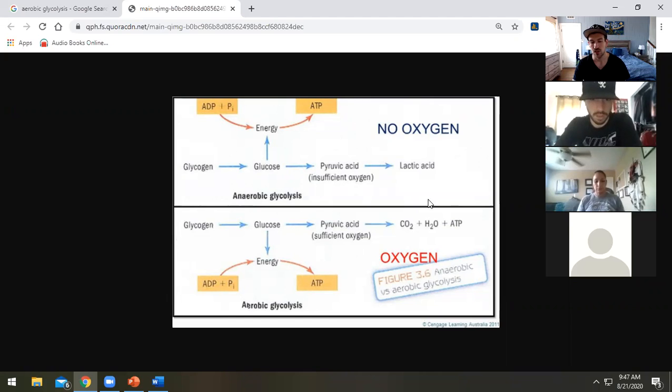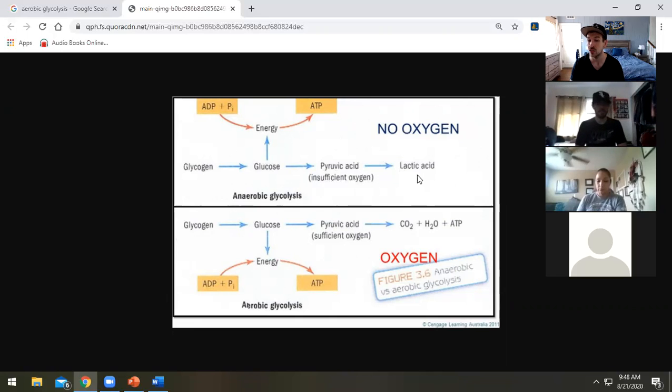Yeah, there we go. So here's where we're seeing a slight difference between anaerobic glycolysis, which is the glycolysis we've been talking about, and aerobic glycolysis here. So you've got glycogen, which breaks down into glucose. In anaerobic glycolysis, ATP instantly, done and done, right? And then, because there's insufficient oxygen, you're left with some pyruvic acid, which will ferment into lactic acid.